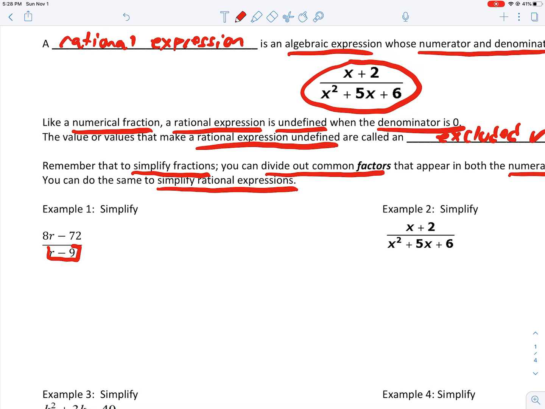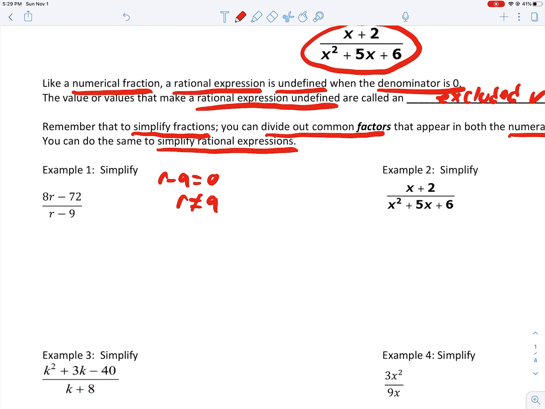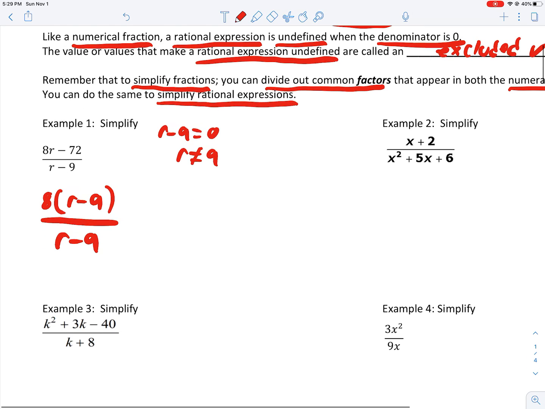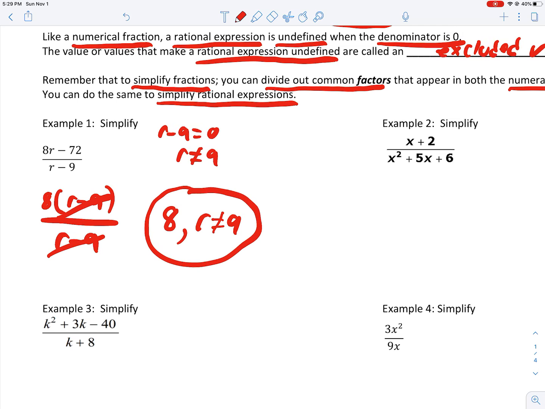So our excluded values. So r minus 9, if you set that equal to 0, r cannot equal 9. So that's our excluded value. So now to simplify, we're seeing if we can find common factors. The numerator doesn't look like there's common factors right now, but I do notice the numerator has a GCF. So I'm going to factor out an 8. That would give me 8 times r minus 9, over r minus 9. Now I have to see the exact same factor in the numerator and denominator. So the r minus 9s are going to reduce. So you get 8, and r cannot equal 9. So this would be your simplified answer.